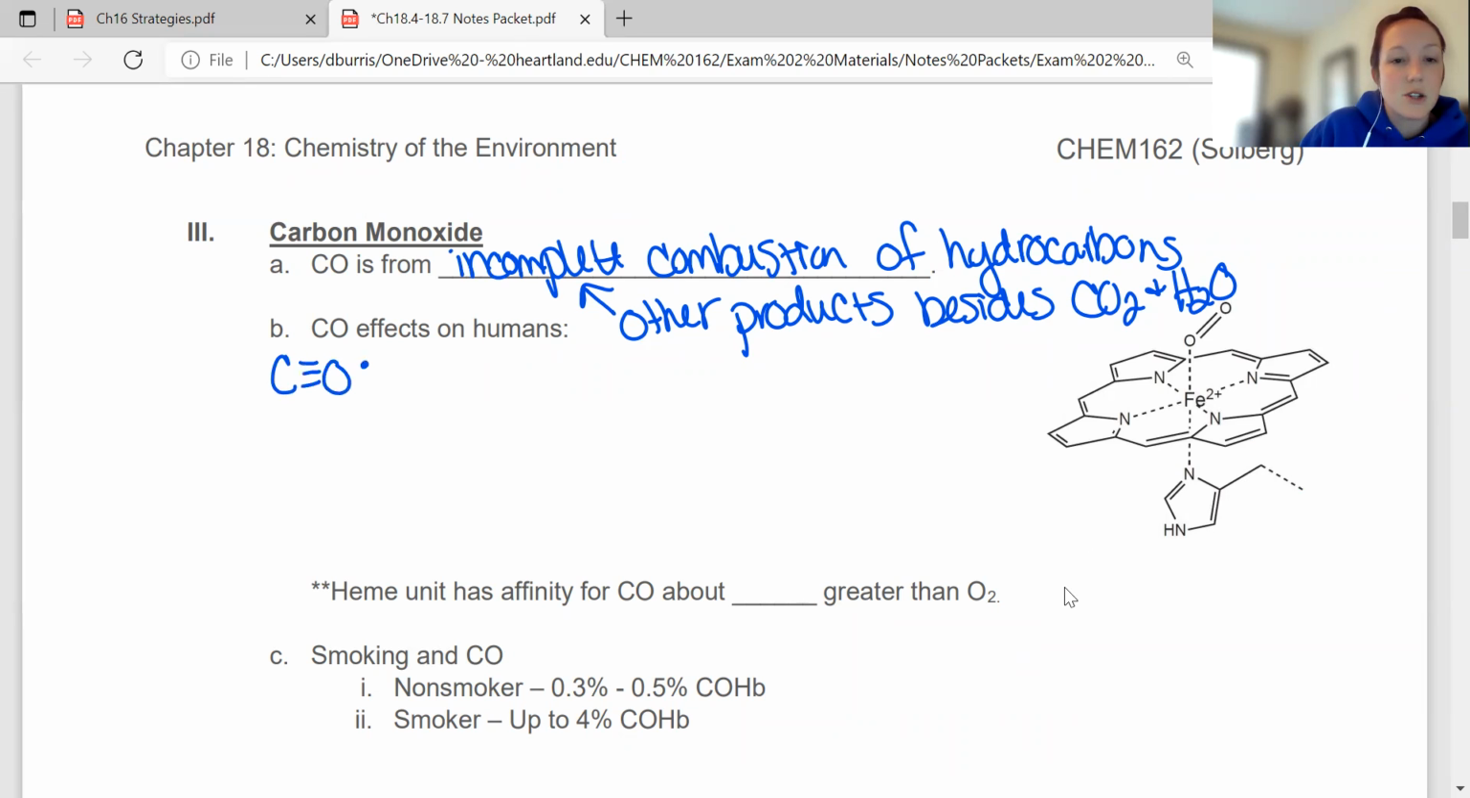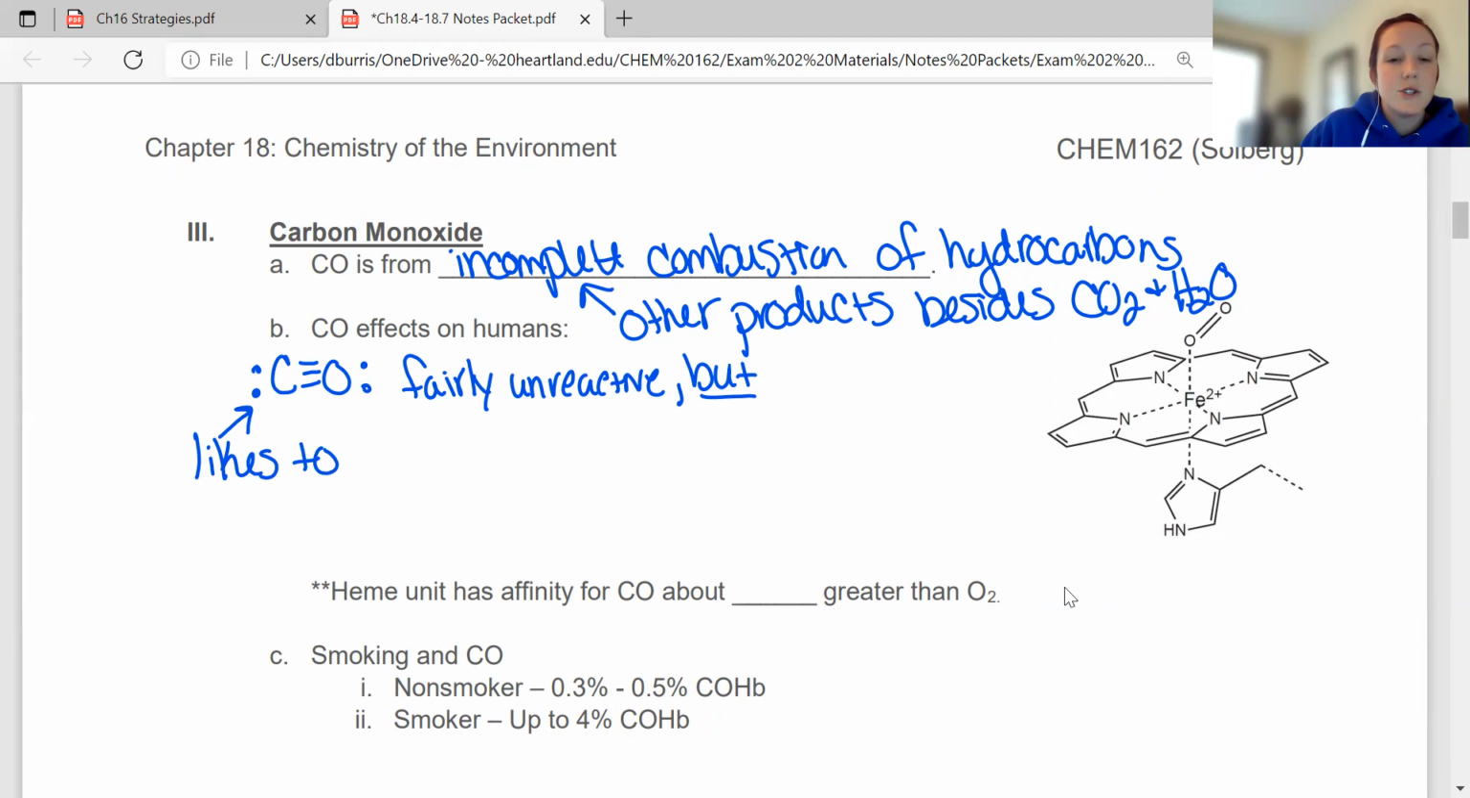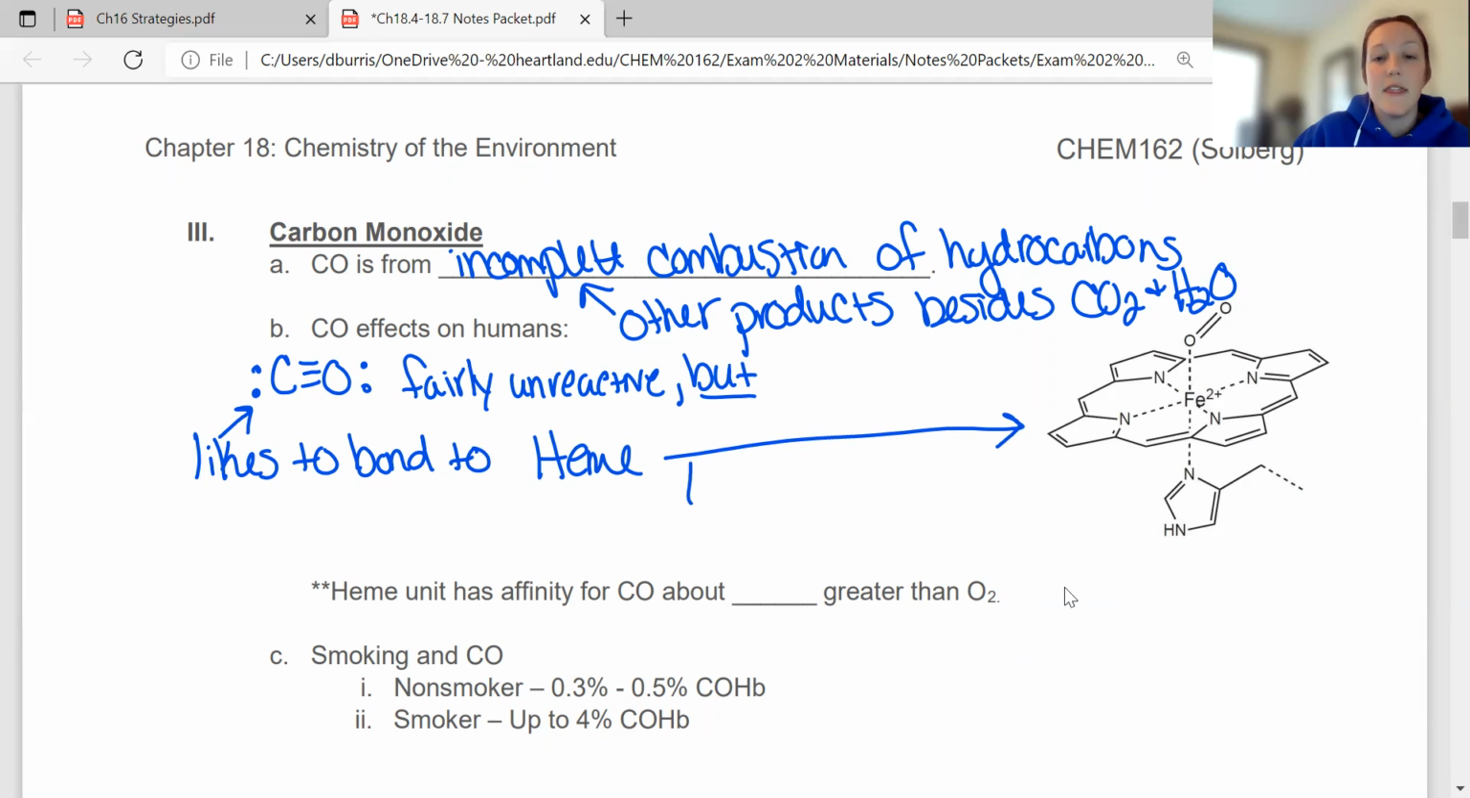So this is the Lewis dot structure for carbon monoxide. This is a triple bond, and we talked about how triple bonds are pretty stable and unreactive, and that's true. So this is fairly unreactive, but, and this is a huge but, these little electrons right here like to bond to stuff. What they like to bond to is heme. This is heme, and that's in your blood, like hemoglobin.